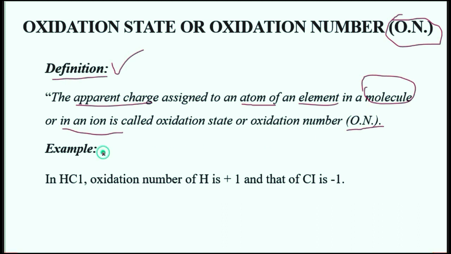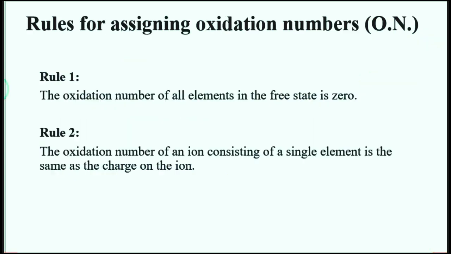Let's see an example of the oxidation state. First of all, the example of hydrochloric acid, HCl. In HCl, it is divided into H+ and Cl-. The oxidation number of hydrogen is +1 and the oxidation number of chlorine is -1. This is the definition, or the basic concept, of the oxidation state.